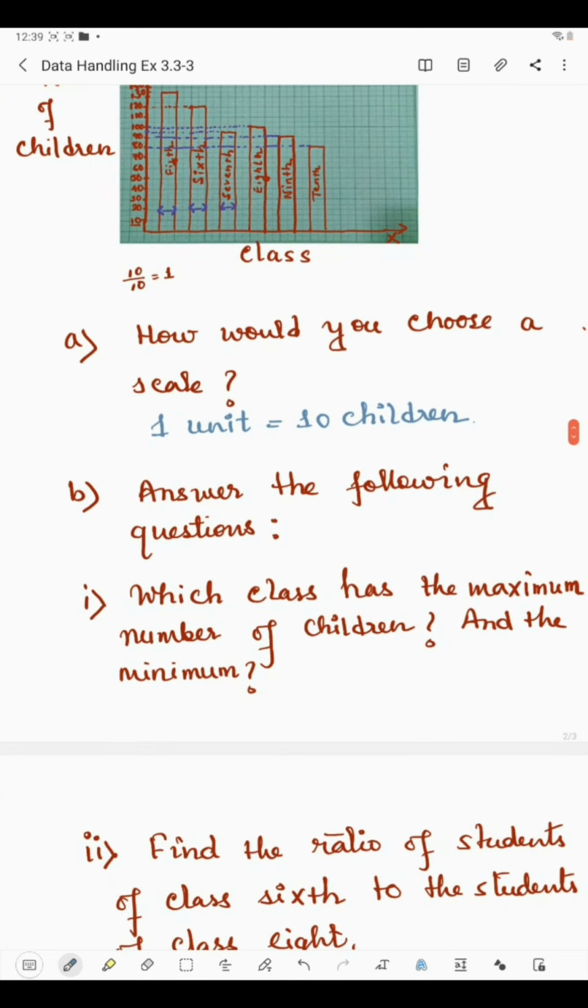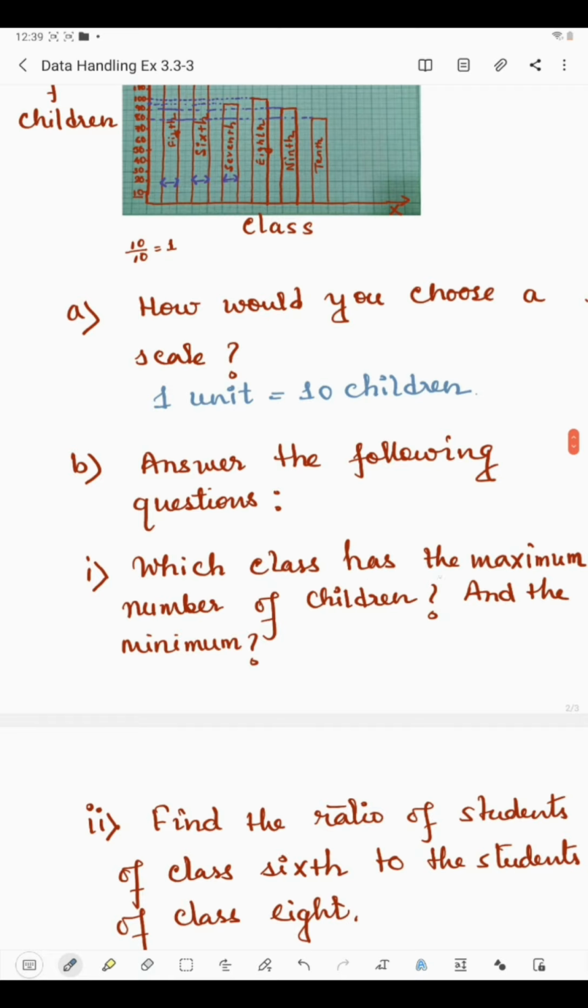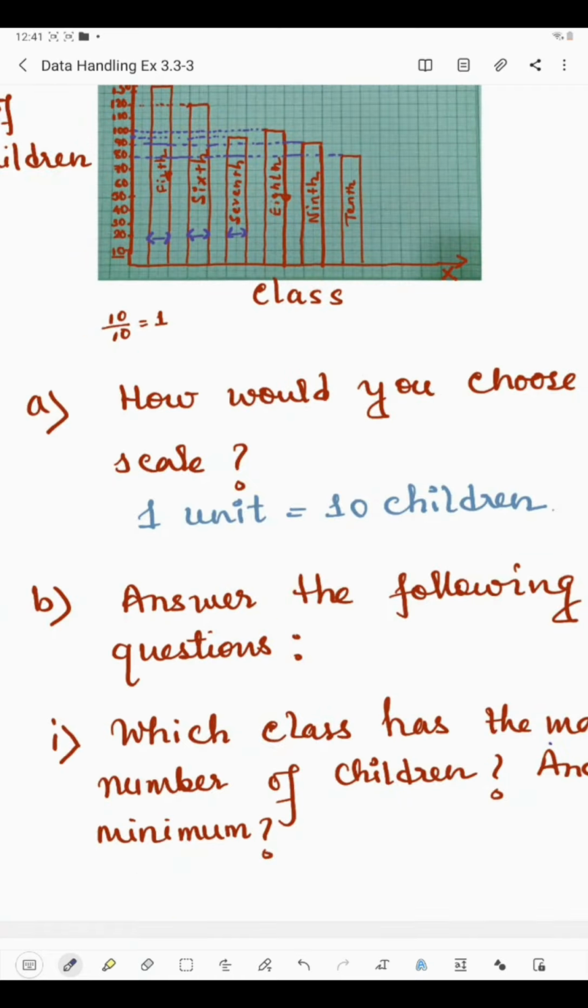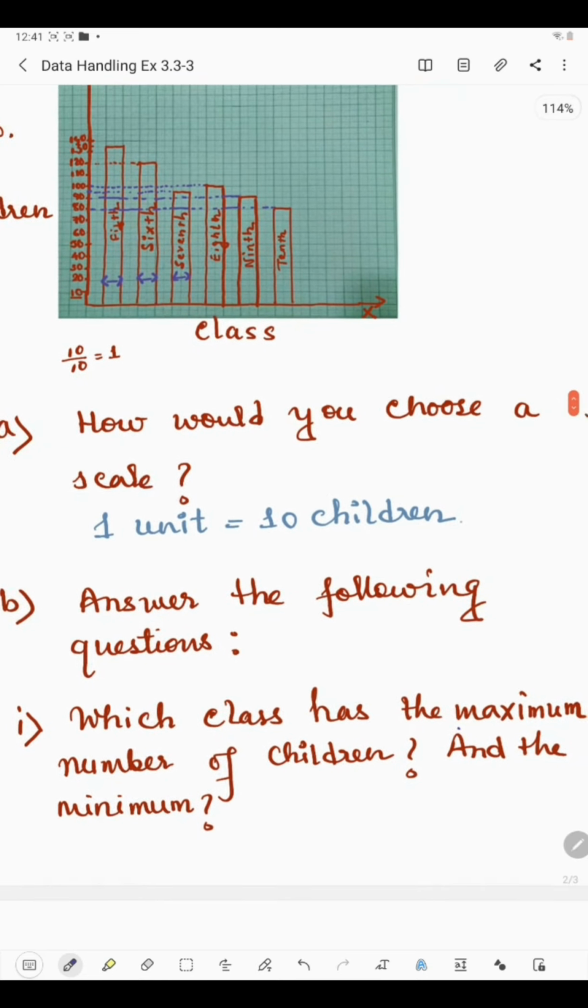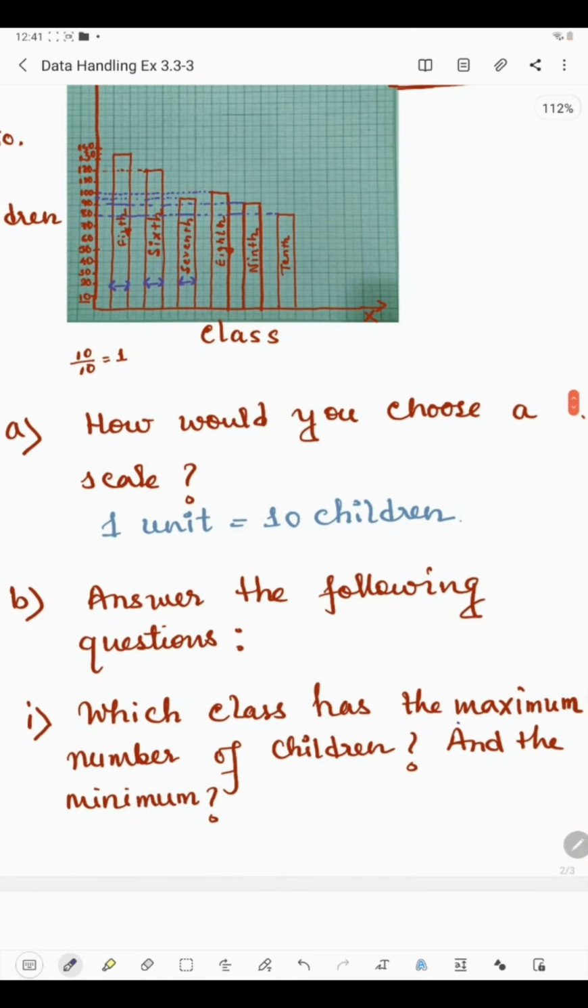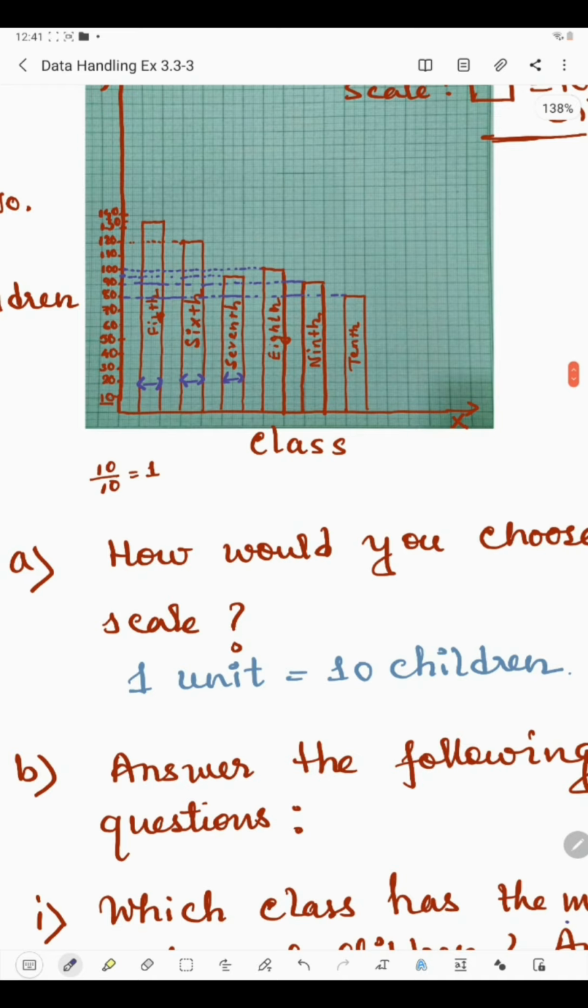So in the first question we have which class has the maximum number of children and the minimum. To find this, that which class has the maximum number of children and the minimum number of children, we'll just see the bar graph. Here we can see that this bar is the tallest one. So in 5th class the number of children is maximum, and this bar is the shortest one. So in 10th class number of children is minimum.